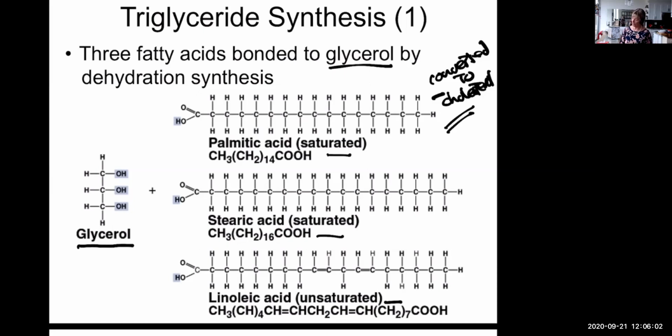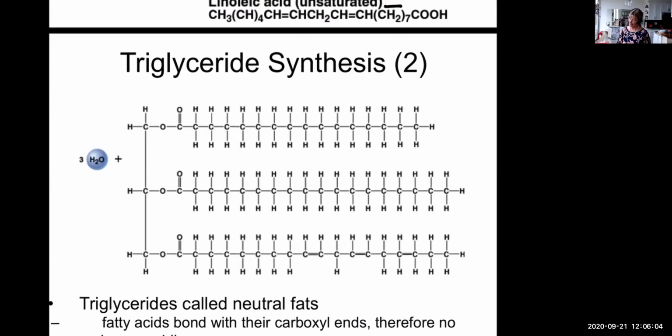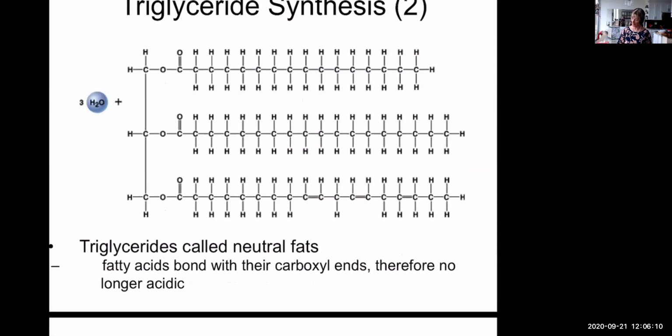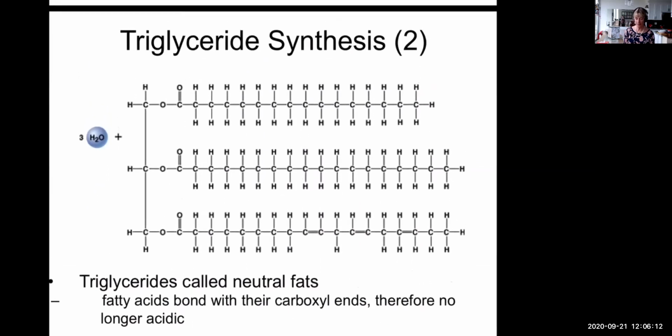So this is your glycerol, your 3 fatty acids. You have the addition of water, and with the taking away, the dehydration of water, you've joined these 3 fatty acids together to the glycerol. And here is the little oxygen in between that's bonded them all together.